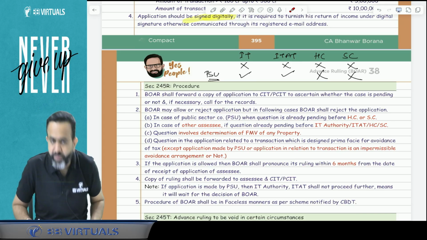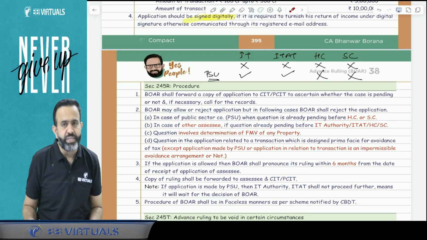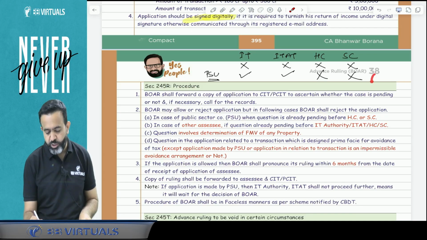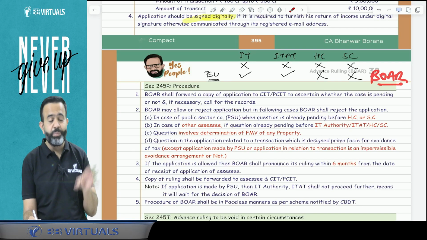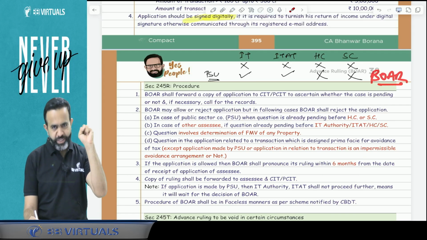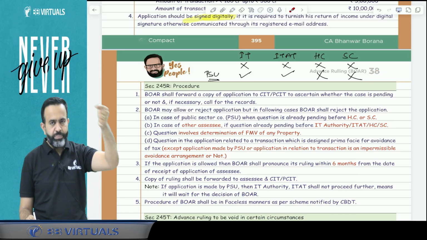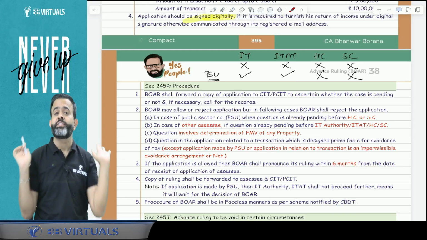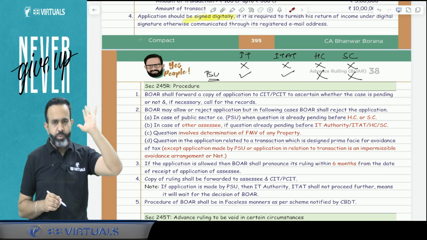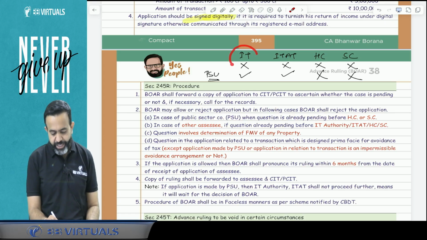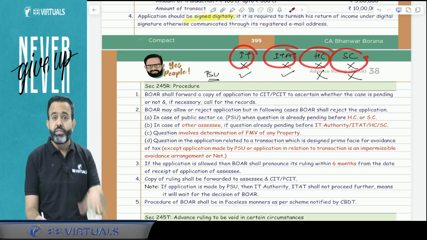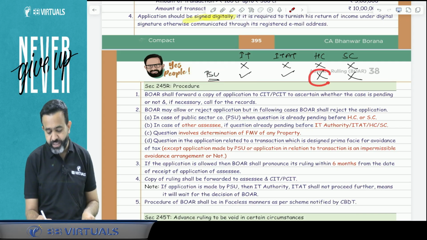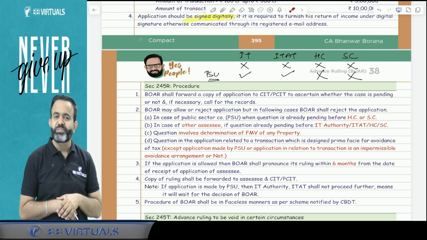Now one more point guys, when you make the application to the authority for advance ruling, they may accept your application or they may reject your application. Means when you make the application to the BAR, that is the Board for Advance Ruling, okay? Now guys, they may accept or reject your application, but guys, there are 4 cases when they will straightaway reject your application. One is in case of any category, if the case is already pending with the IT authority or ITAT or High Court or Supreme Court, then they will reject your application. Or in case of a public sector undertaking, if your case is pending with the High Court or Supreme Court, then they will reject your application.